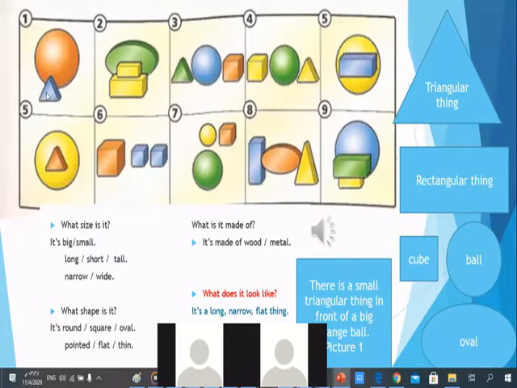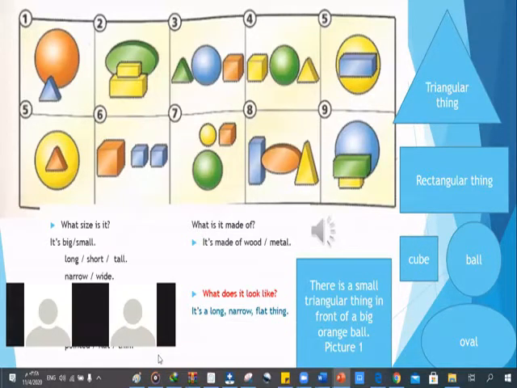Sorry, this is a triangular thing. This is a ball. This is a rectangular thing. A rectangular thing, an oval thing. What do we have? Okay, we have a cube. Ice cube, for example. What else? We have an oval thing, of course, and yes, these are all.